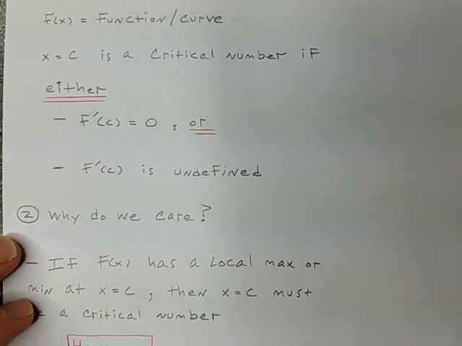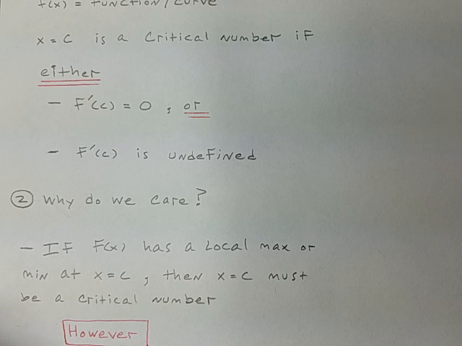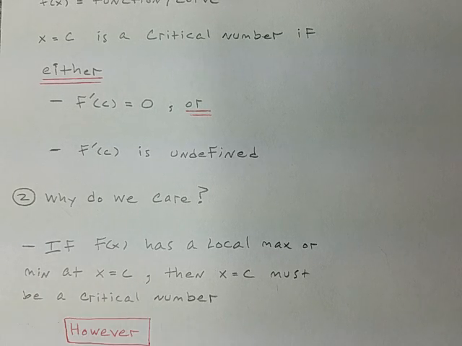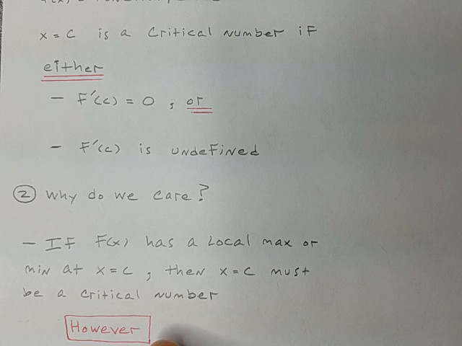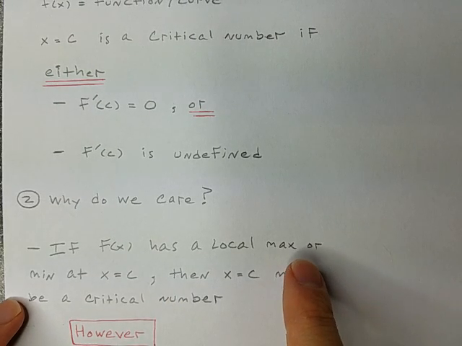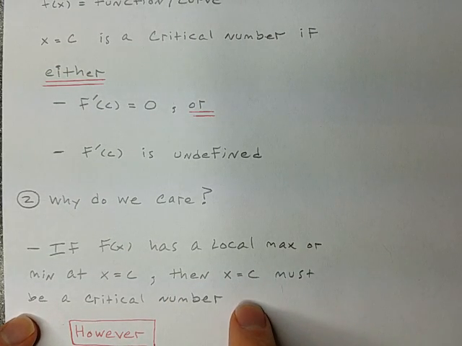Well, we use them to find out, ultimately, whether there's a local maximum or minimum point on a curve. Okay? So it turns out that if a curve has a local max or min at the point x equals c, then x equals c must be a critical number. That number c has got to be a critical number. So think of it as if and then.